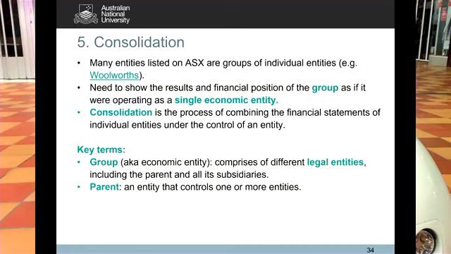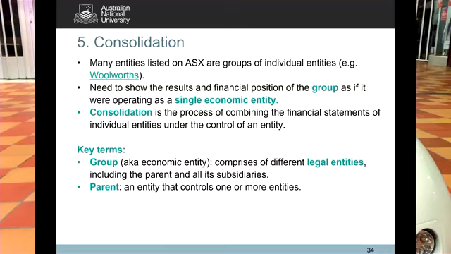Consolidation basically is just the process of combining all the financial statements of individual entities under the control of one entity. So you combine all the financial statements of whoever you are controlling, then you get the consolidated financial statement. The process to get these consolidated financial statements is the consolidation.